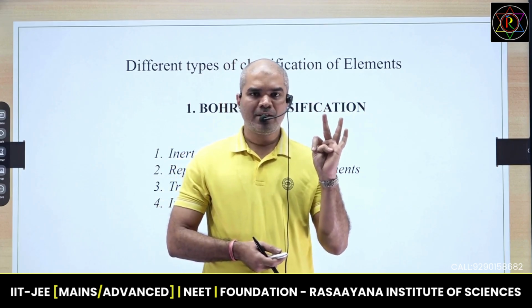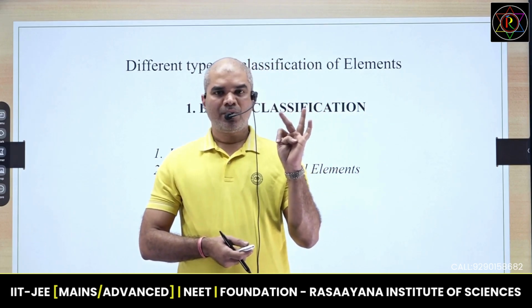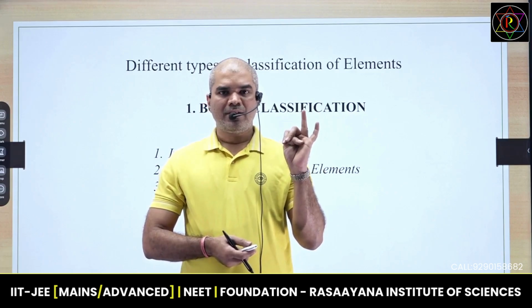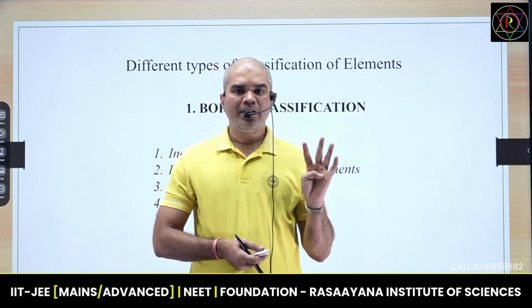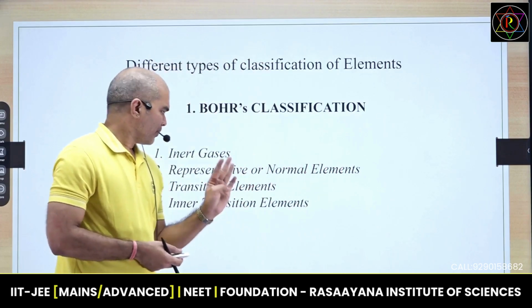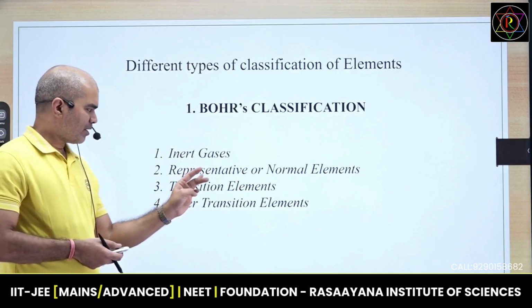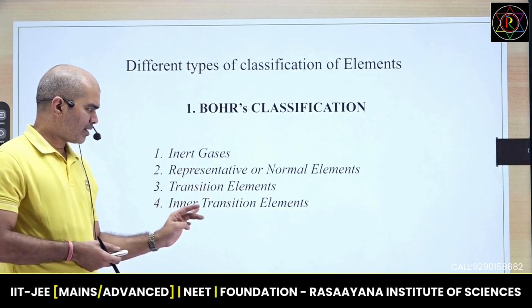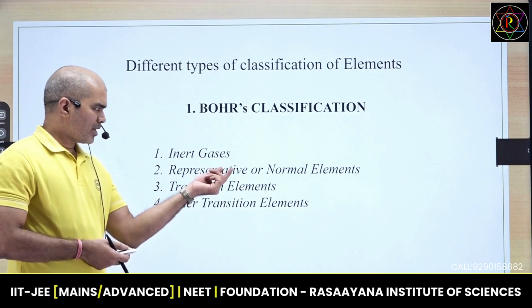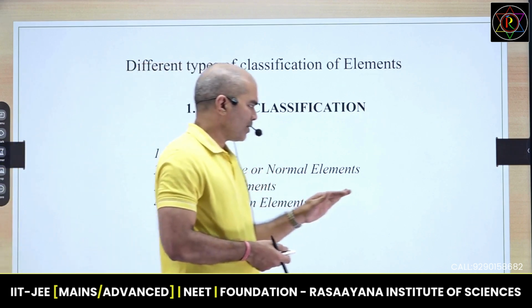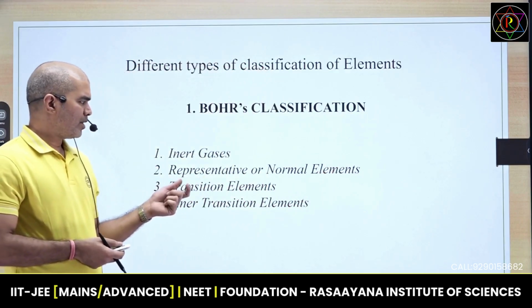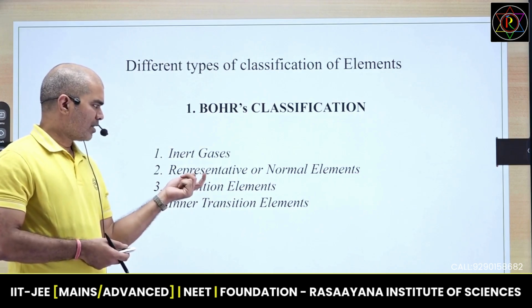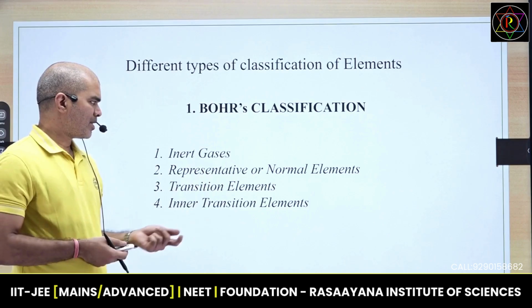One type he called inert gases. One he called representative elements. One he called transition elements. And one he called inner transition elements. So altogether there are 4 types. Representative elements are also called normal elements because these are very regularly found, therefore they were called normal elements, or they were like representatives, therefore they were called representative elements.